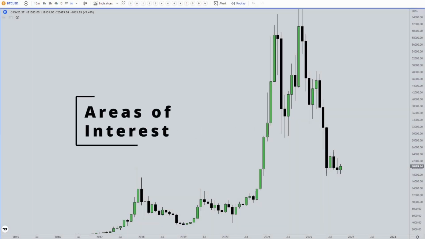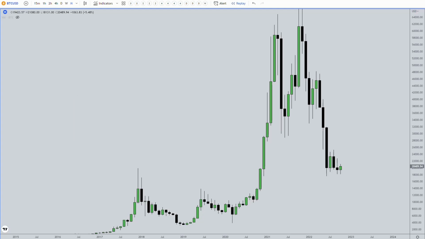Right guys, looking at the chart of BTC here, let's repeat our experiment one more time and see if this pattern just simply repeats like that over and over again.